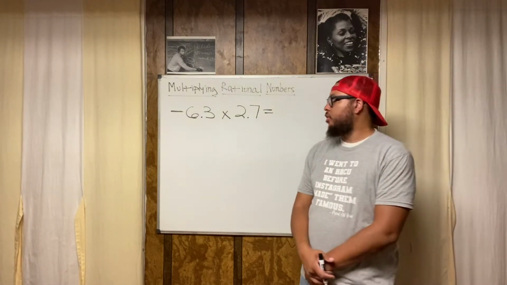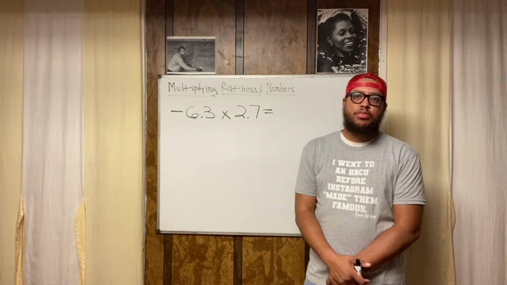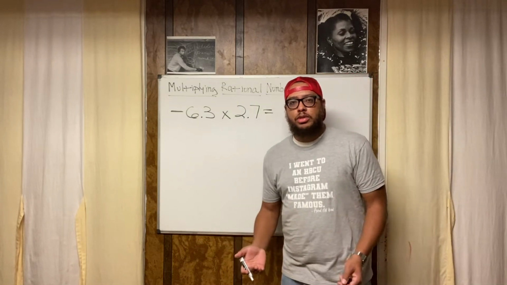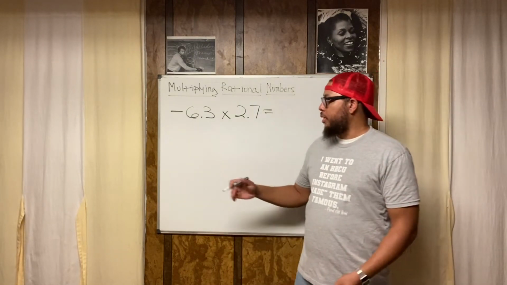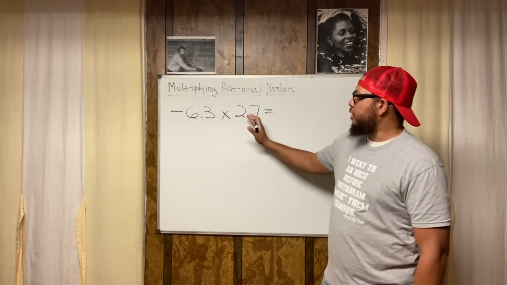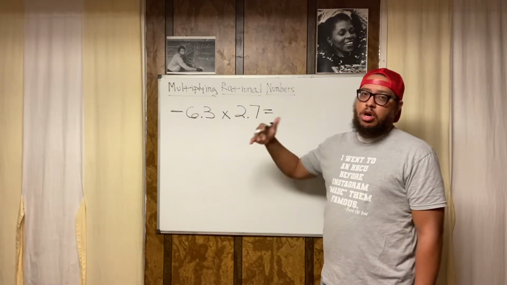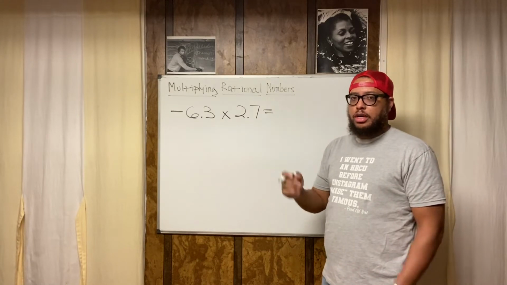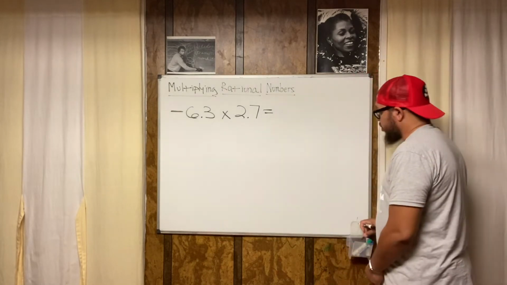So you see behind me, you see negative 6.3 times 2.7. Those are rational numbers, even though they're decimals, they do terminate. This negative 6.3 terminates at 3. This 2.7 terminates at 7. So these are decimals that terminate at a certain number, so that makes them rational, okay?